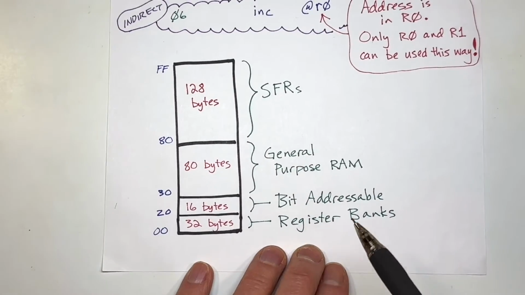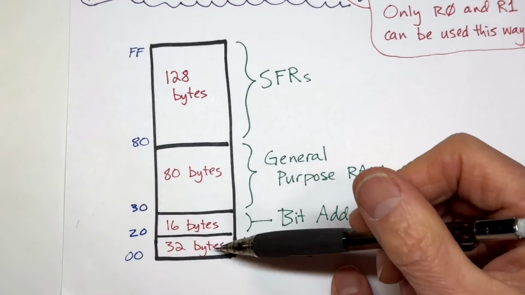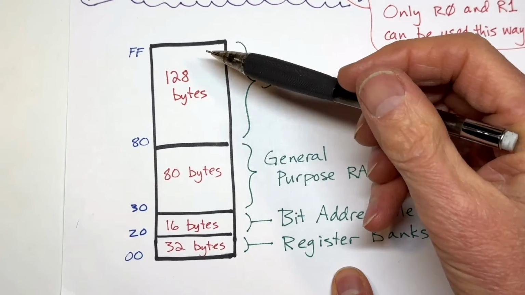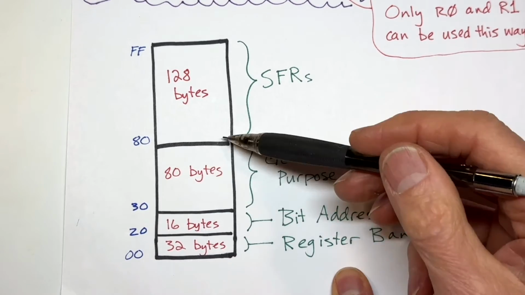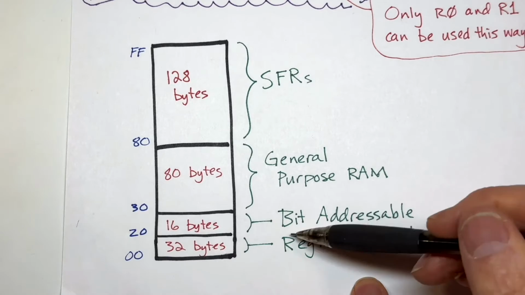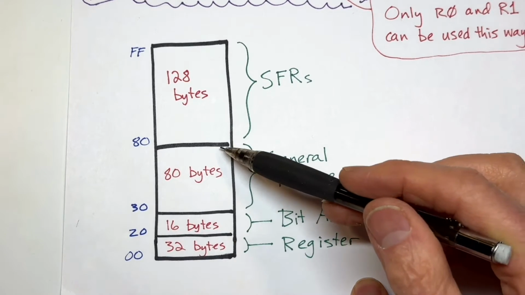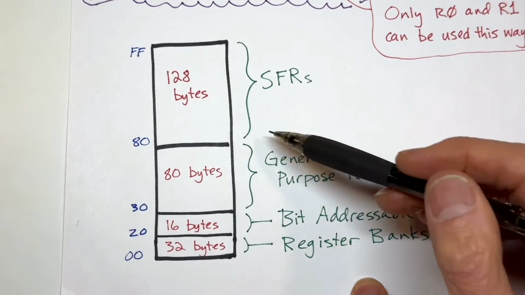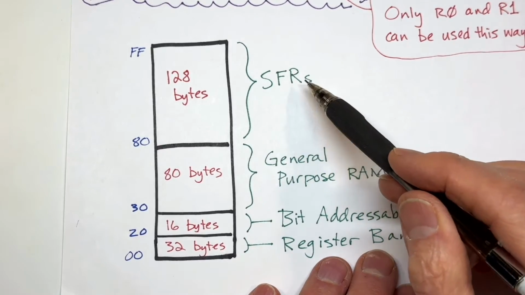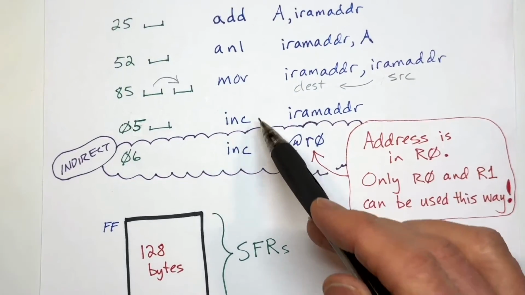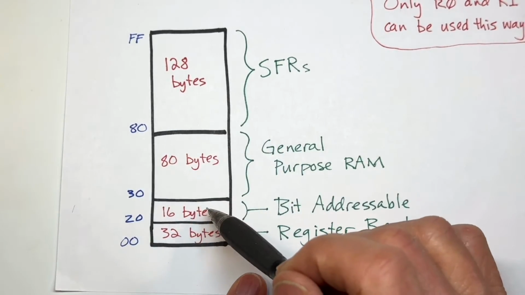And for direct addressing, memory can be viewed like this. You have an address space of 256 bytes, and we talked about how the first half of it consists of the register banks, something called bit addressable, which I will describe later, and 80 bytes of general purpose RAM. And then the upper half of it is 128 bytes of the special function registers. So all of these instructions will address memory when it looks like this.